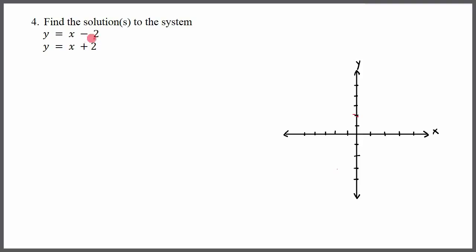Starting with the first equation, we graph the y-intercept 0, minus 2, and it has a slope of 1. So we go up 1 and over 1 from that point. Now our second equation has a y-intercept of 0, plus 2. So we make a point there, and we go up 1 and over 1 from that point.